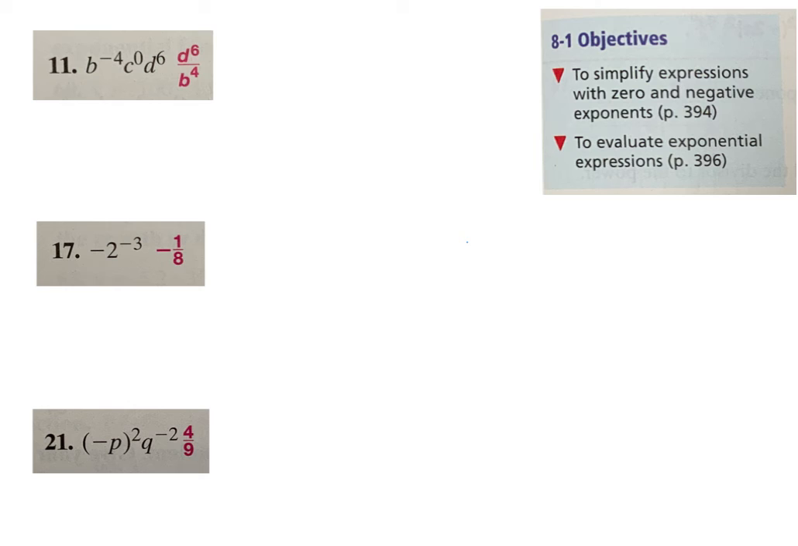You should have ended up with, and they wanted you to actually plug in here, 2 for p and negative 3 for q. For this particular one, they wanted you to plug in those. You should have ended up with 4 ninths.